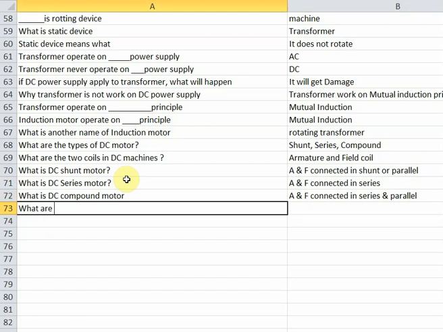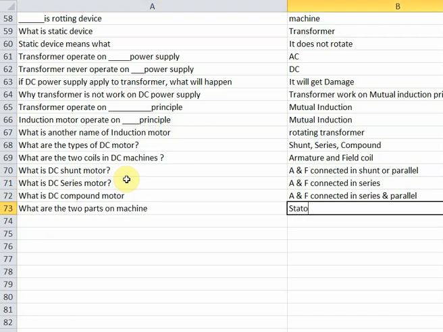What are the two parts of machines? Stator and rotor.